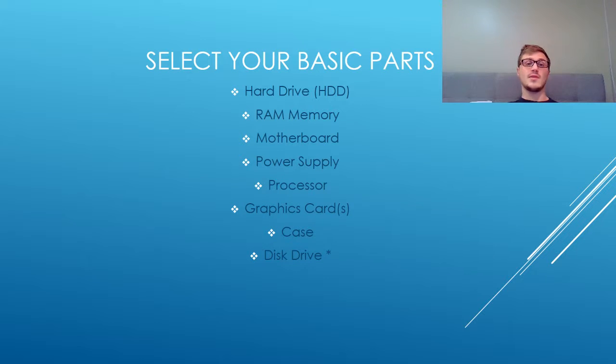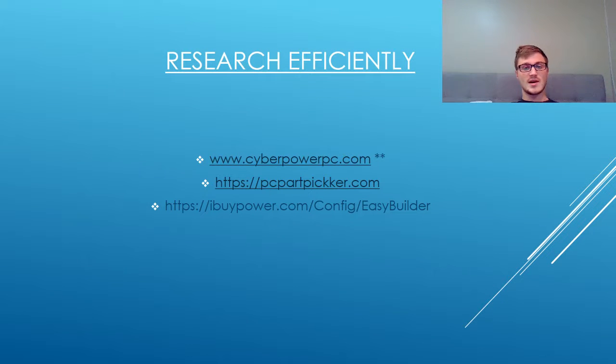Now, after that, you then select your basic parts, and those are going to be your hard drive, also the HDD, where you store your memory; the RAM memory for speed and basically opening programs and multiple programs; the motherboard, one of the main parts that everything plugs into; and the power supply. We've got a CD drive, and then we also have a couple other parts.